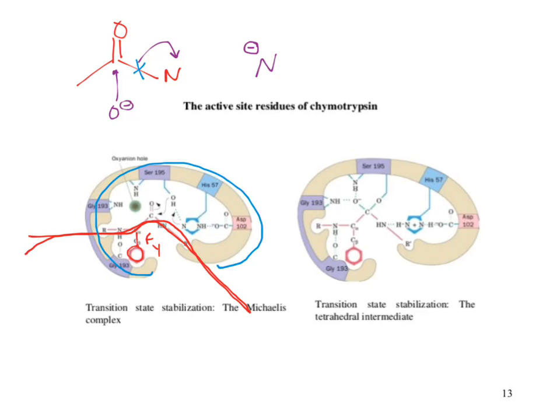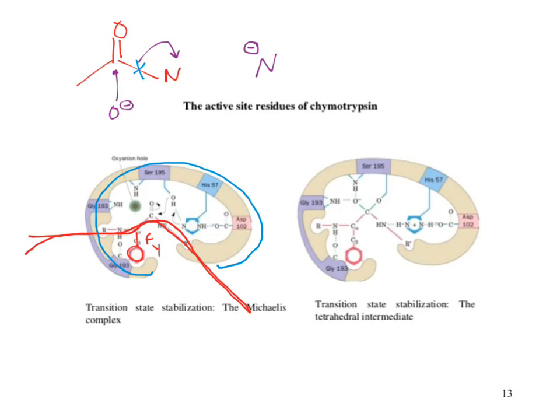Histidine, basic. Histidine will deprotonate serine. So serine had that OH functional group at the end of it. Histidine can remove that hydrogen. You now have a nucleophilic oxygen. That oxygen can go through and attack the carbonyl carbon, break that pi bond. And if you remember back to organic chemistry with your carbonyls, you end up forming a tetrahedral intermediate. You've got a carbon now with 4 different bonds attached to it. There's your tetrahedral intermediate. Okay?